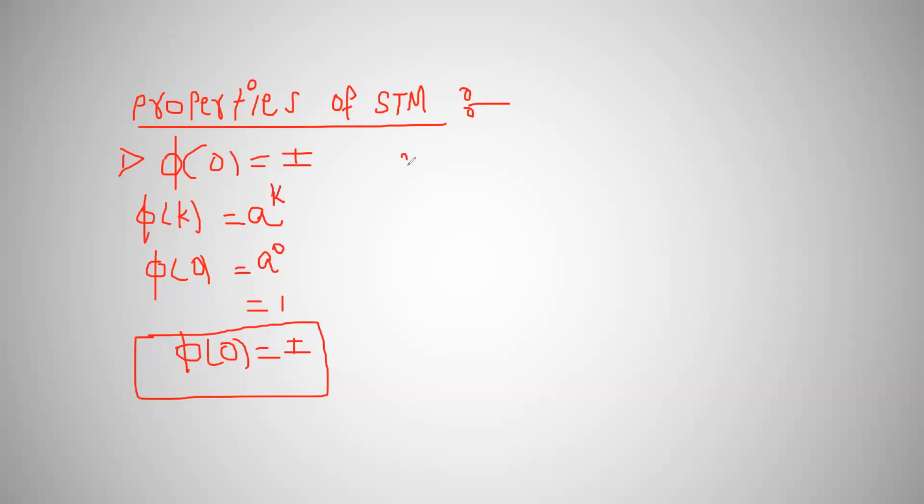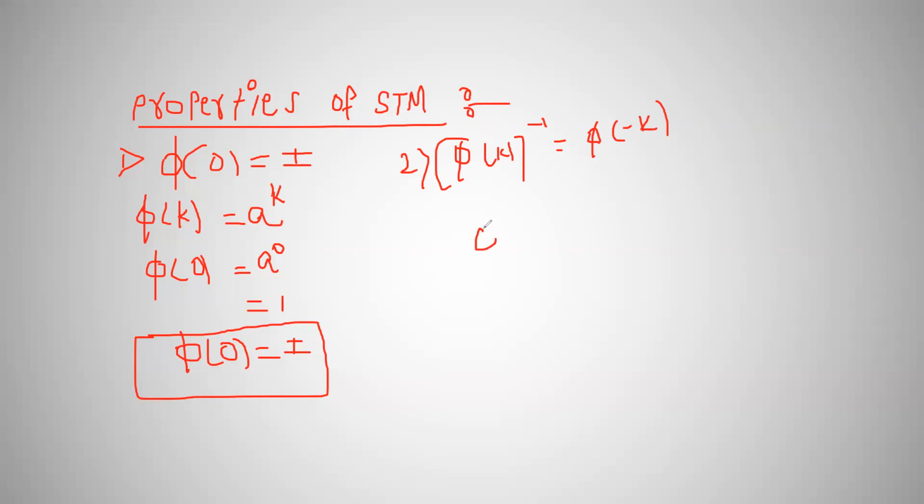And the second property is phi of k whole inverse is equal to phi of minus k. What is the second property? Phi of k whole inverse is equal to phi of minus k.